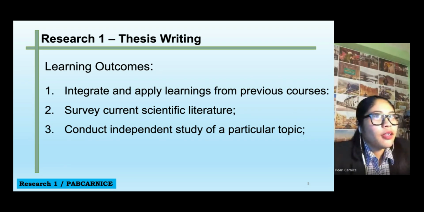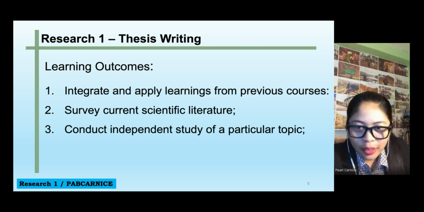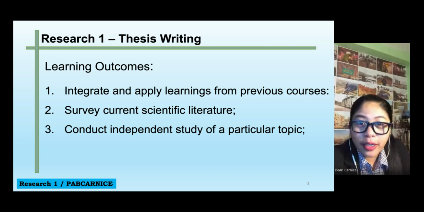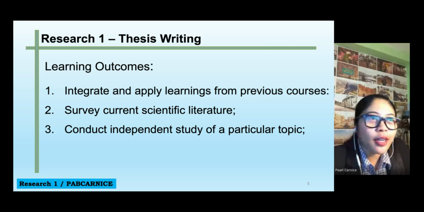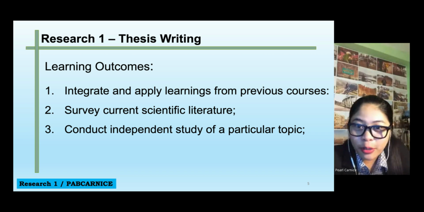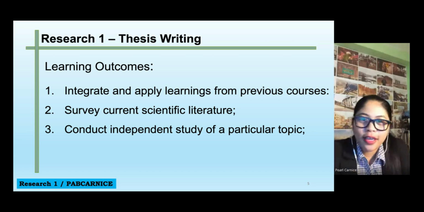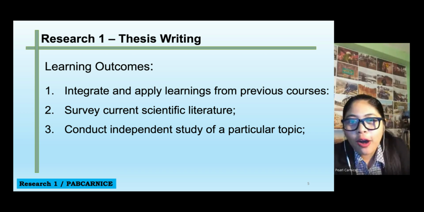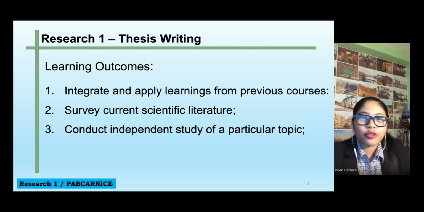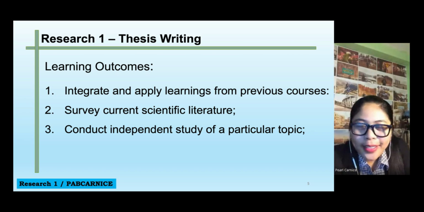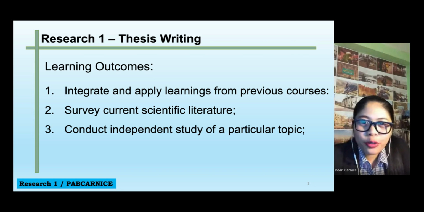Okay, so we have a few learning outcomes. We have 6 learning outcomes. The 6 learning outcomes are actually the same for the next semester for your Research 2. First learning outcome is to integrate and apply learnings from previous courses. One of the reasons why the thesis subject is in your 4th year, or in your case, your Research 1 is in your 3rd year, is because all the learnings that you've learned from your 1st year to 3rd year will be applied and will be used when you do your thesis.